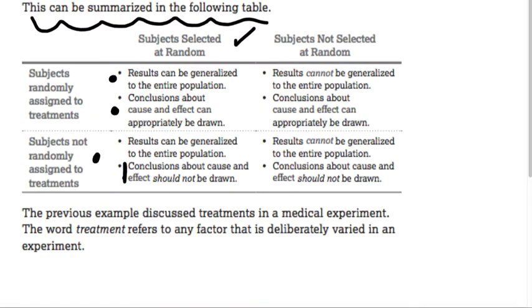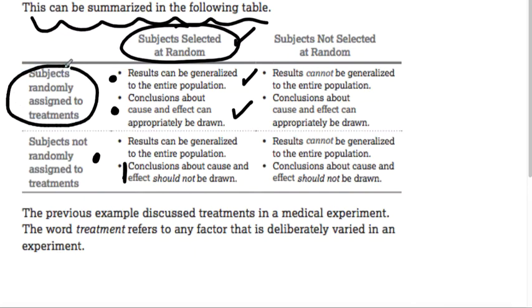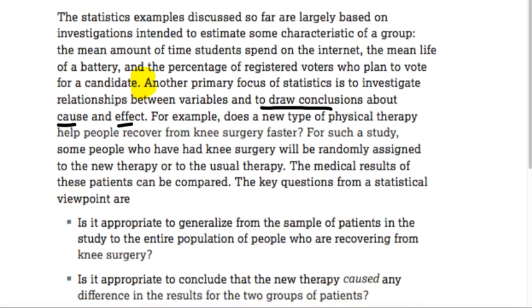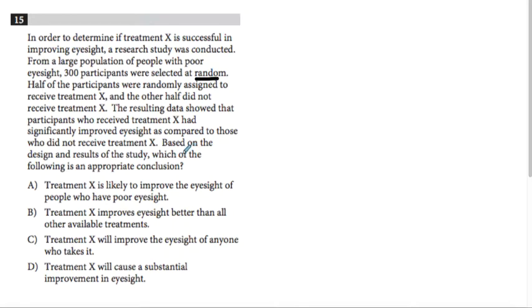Let's talk about this. Both results can be generalized and cause and effect can be drawn, because they were selected at random and because the subjects were randomly assigned to the treatments. So that means that because those that received treatment X had significantly improved eyesight, we can say that treatment X is likely to improve the eyesight of people who have poor eyesight. Because remember, that population was from the population with poor eyesight.